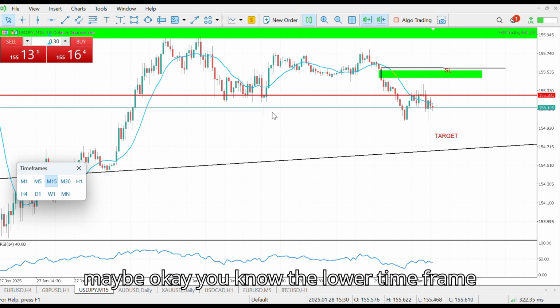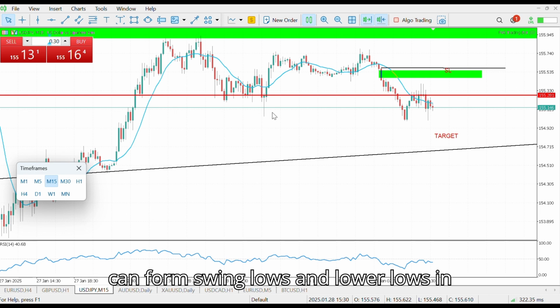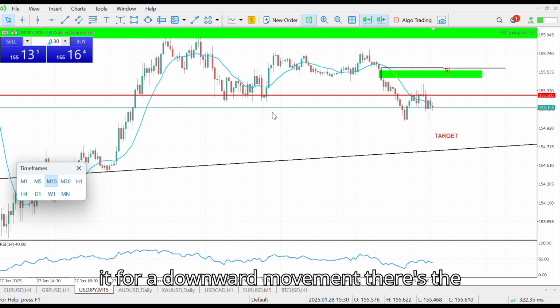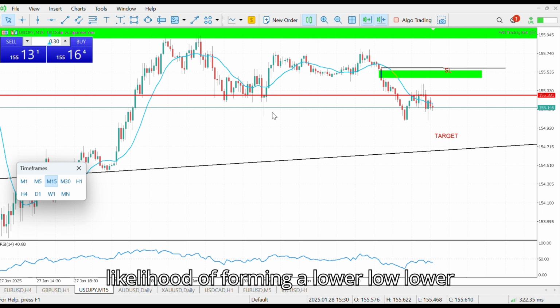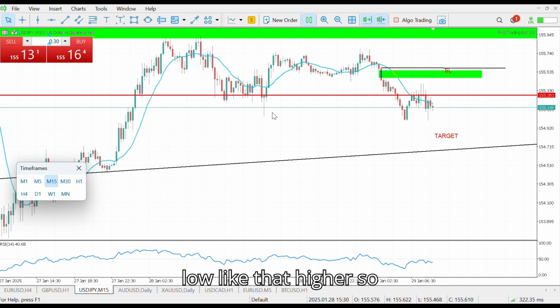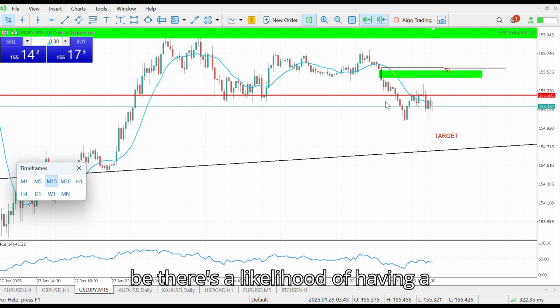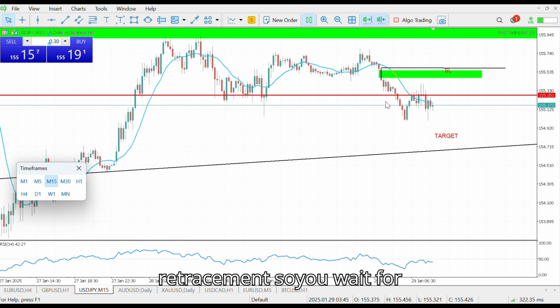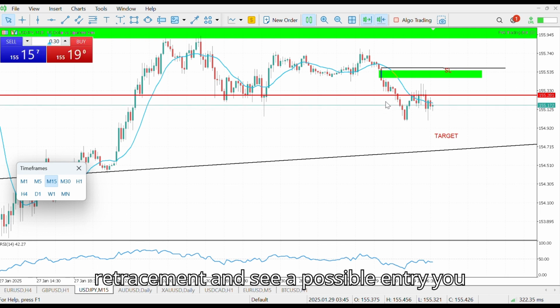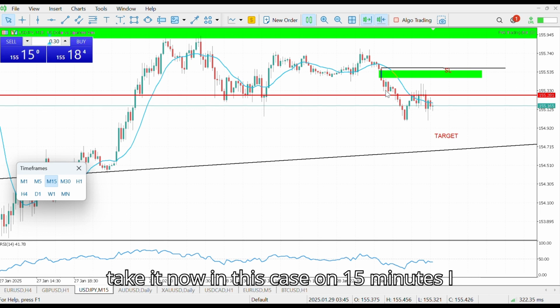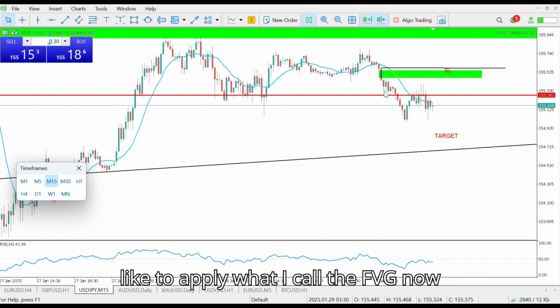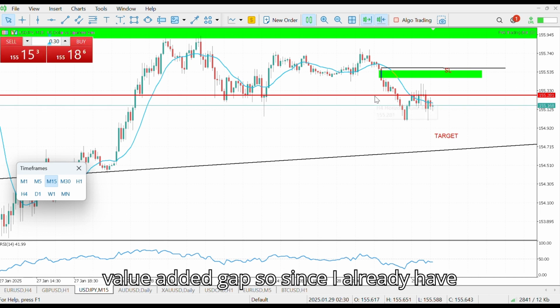This lower time frame can form swing lows and lower lows for a downward movement. There's the likelihood of forming a lower low, then a high. So you wait for it. You check, and there's a likelihood of having a retracement. So you wait for the retracement and see a possible entry, you take it. Now in this case on 15 minutes I like to apply what I call the FVG, fair value gap.